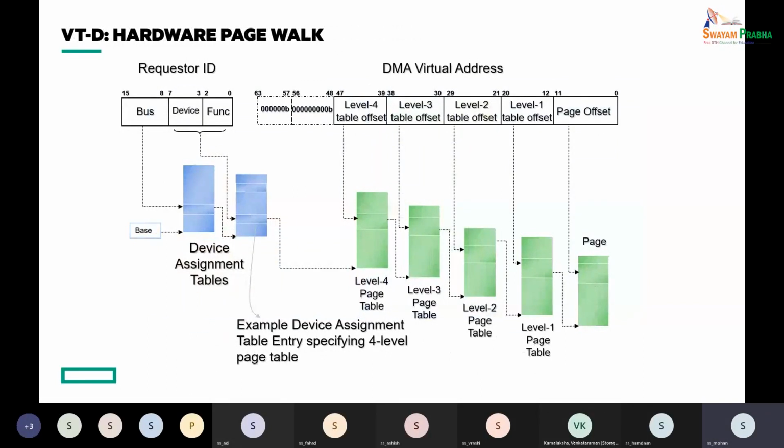So this is just another slide which talks about the VT-d hardware page walk. I won't go into details of this, but I've already talked about it. Based on the bus device function, you have these assignment tables, and then you can do a similar walk, like a memory walk, to be able to get to the page.